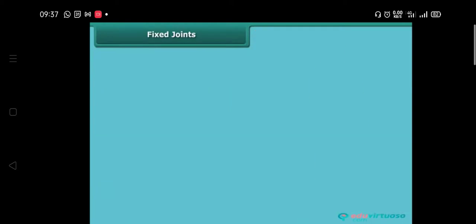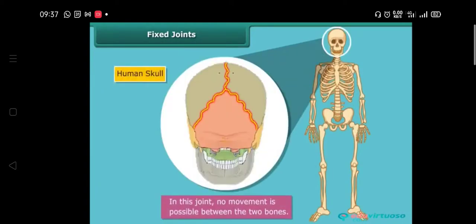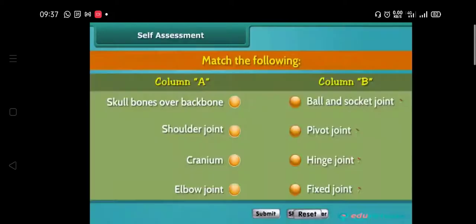Fixed joints. In this joint, no movement is possible between the two bones. The sutures between the bones of the skull are an example of fixed joint. Self-assessment. Match the following joint to their types of joints.